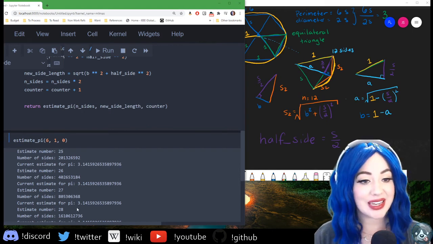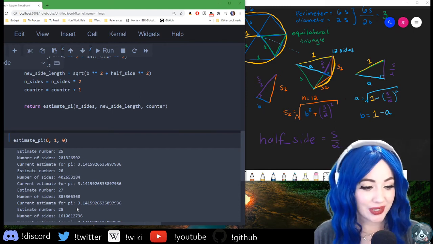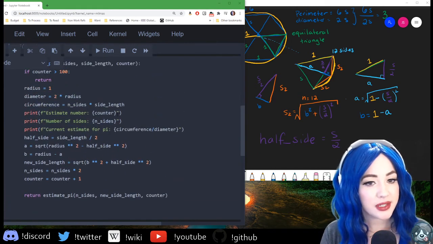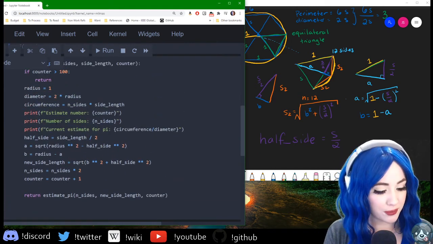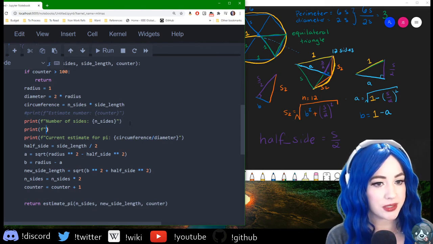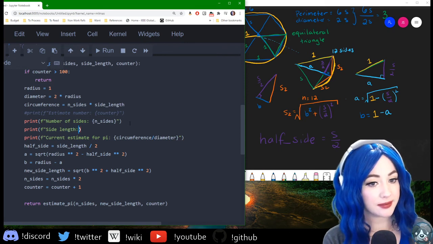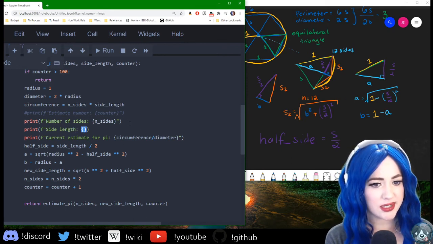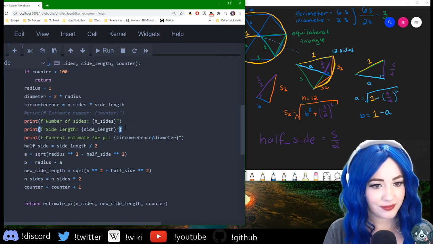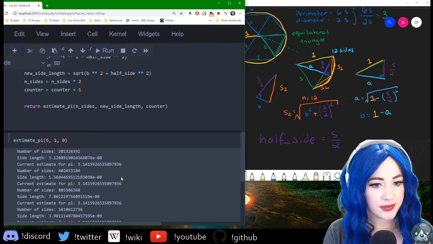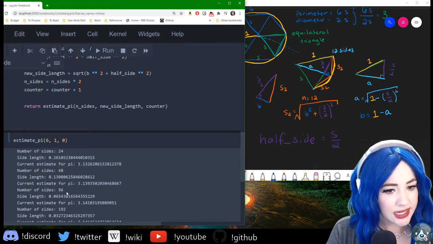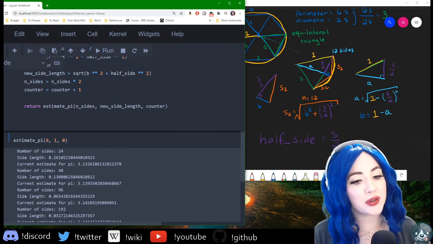So now you see why I wanted to write the code is that, and you say 96 sides, and how long is one side? So I can show you. I'm gonna not print the estimate number anymore, but we'll do number of sides, and we'll do side length. So, 96 sides, the side length is 0.065.